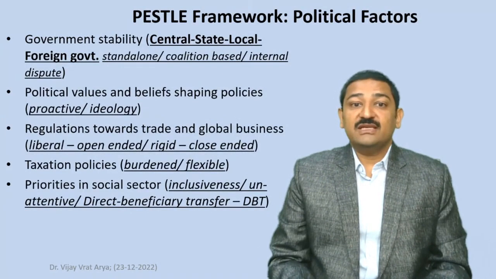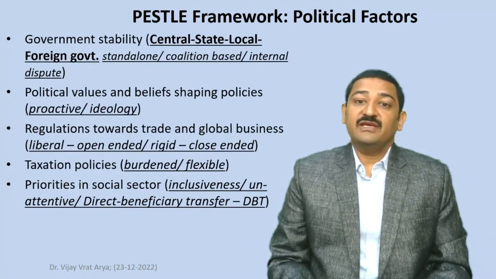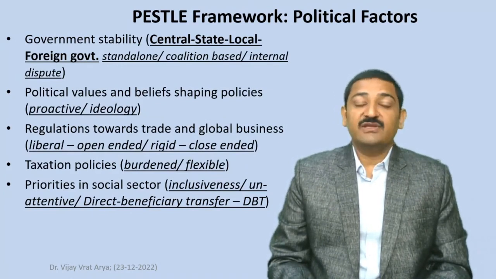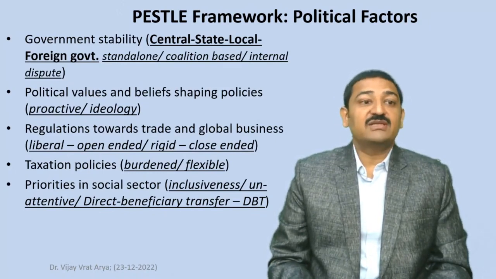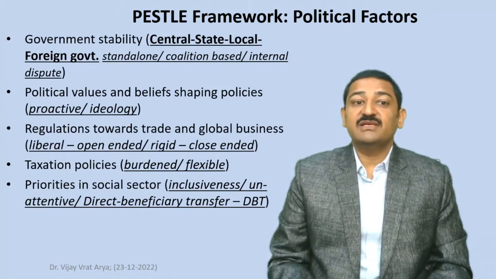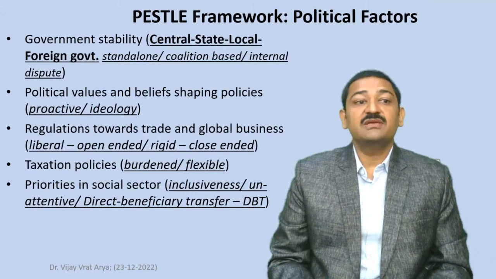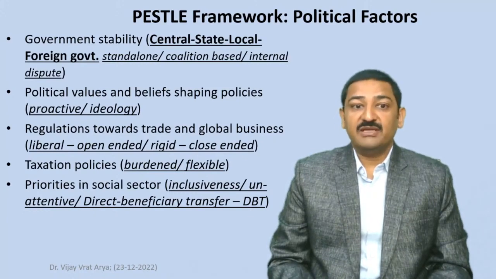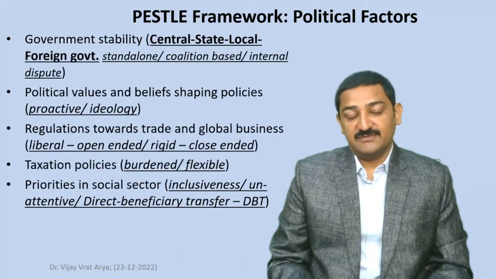Now we need to understand each factor of the PESTLE framework. First, we will refer to the political factors within the PESTLE framework. It covers, for example, government stability. It can be the stability of the central government, state level government, local government, and say a foreign government, in case there are some implications or linkages of the organization with a global presence.